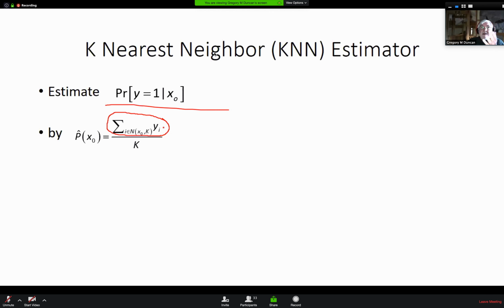Let's say 40% of the people did. I'm going to say, nah, I'm going to predict she isn't going to buy. Let's say 70% of people who are close to her, that is, they're the k nearest neighbors, bought a TV, then I'm going to say, yep, she's going to buy one. And you've just been introduced here to what's called the k nearest neighbor estimator. And it's one of the workhorses in nonparametrics and in machine learning. We use it all the time.